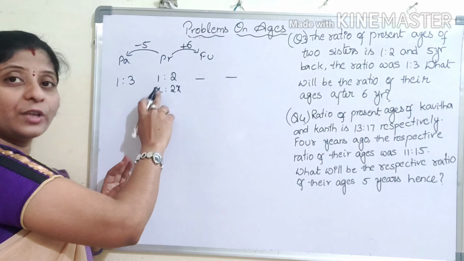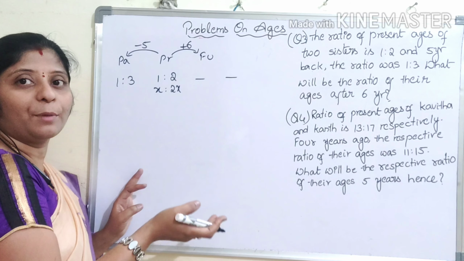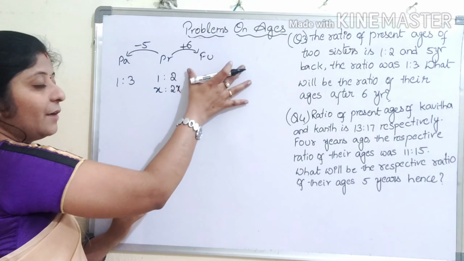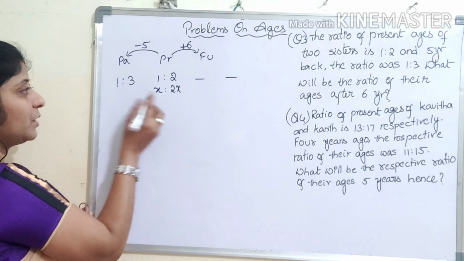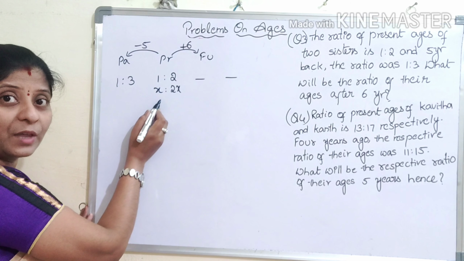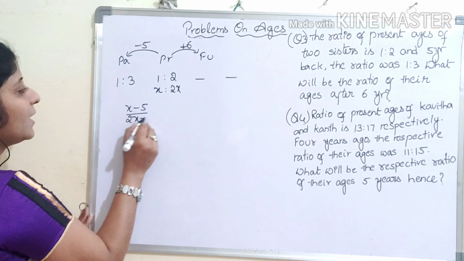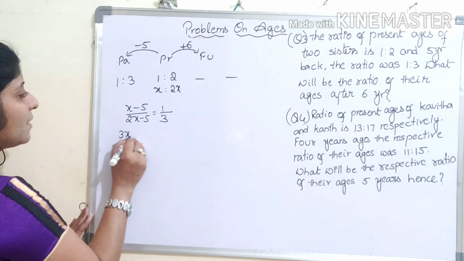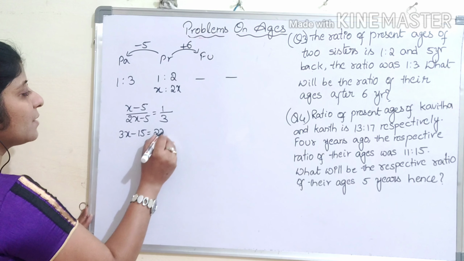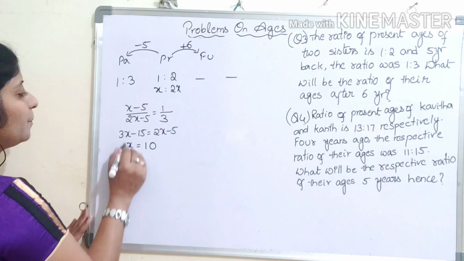First we have to find out the x value. Then we get the present ages. After that, if we add 6 to the present ages, we get the future ages. For 5 years back, they gave the ratio 1:3, so we have to subtract from the present ages. That means (x minus 5) by (2x minus 5) equals 1 by 3. By cross multiplying, 3x minus 15 equals 2x minus 5. This will be x equal to 10.